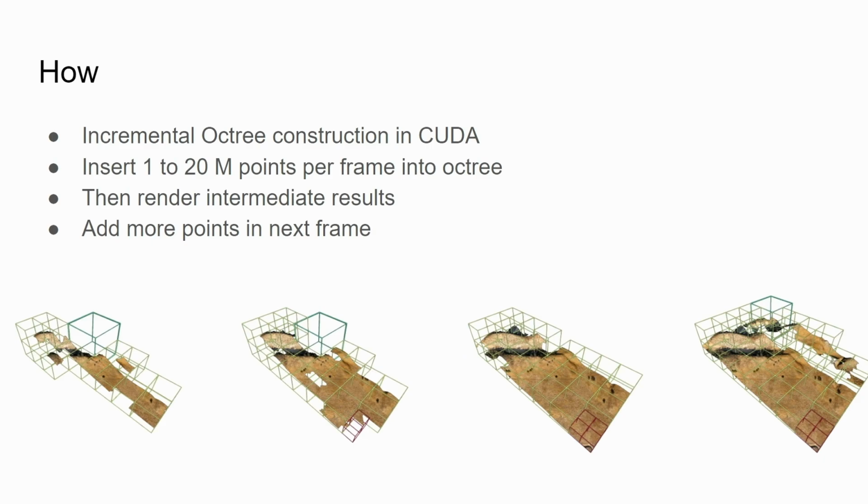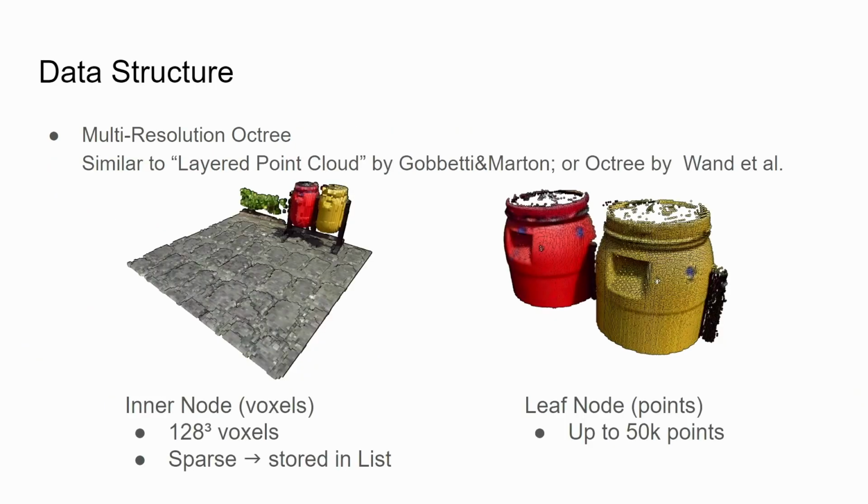And in order to keep real-time frame rates at all times, we have a time budget, let's say 10 milliseconds, and we keep inserting new points into this octree until we reach the time budget, and then we stop and render the intermediate results. The remaining points are then added in the next frame. The LOD data structure that we're generating is not a new one, we're just generating existing structures, just much faster and incrementally on the GPU.